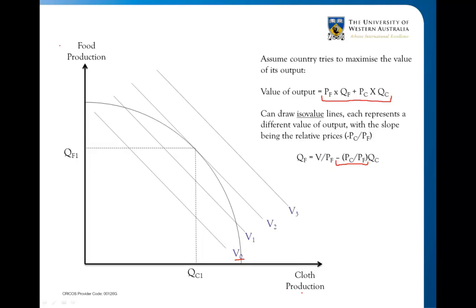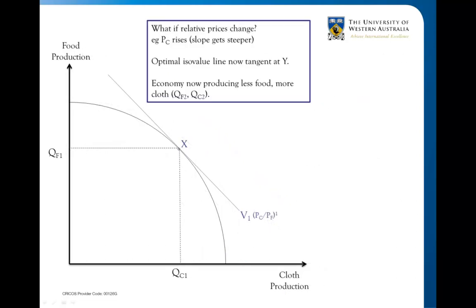We know that, for example, V3 here is not possible. It's unattainable. We can't produce any of those quantities of food and cloth along that line because we don't have the resources for it. We know that the optimal point is X, where the slope of the production possibility frontier is equal to the slope of the iso-value line, which reflects the opportunity cost of production being equal to the relative prices. Again, this is stuff we've done before. What we want to look at here is what happens if the slope changes. In other words, what happens if relative prices change.